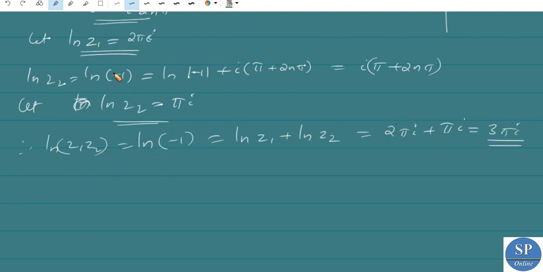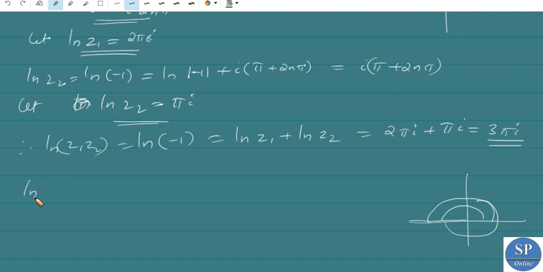So ln of z1 z2, that is ln of minus 1, is equal to 3 pi i here. Actually, here ln of minus 1 was pi i. Pi is here, on this line, and this is pi, 2 pi and 3 pi. So 3 pi i is equal to pi i, that means the principal value of this 3 pi i is equal to pi i. So ln of z1 z2 can be written as 3 pi i from this.